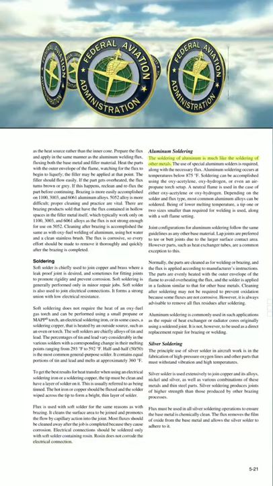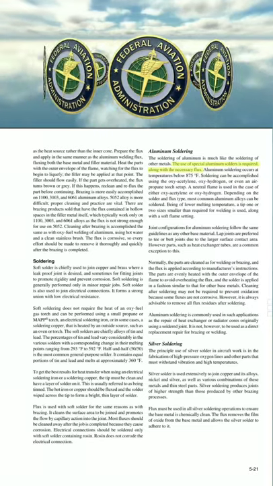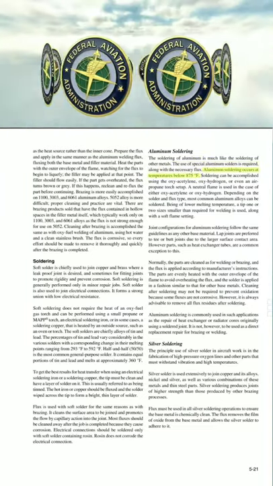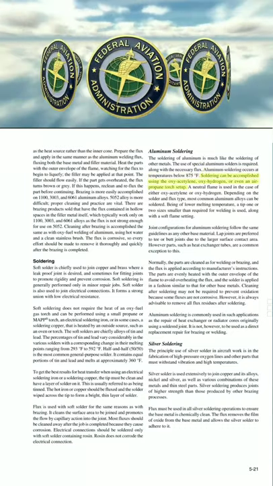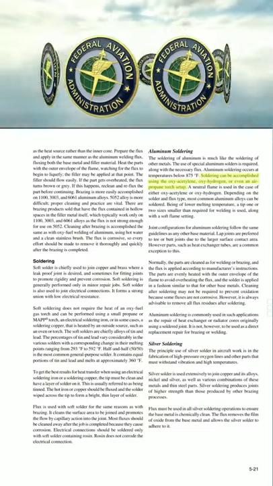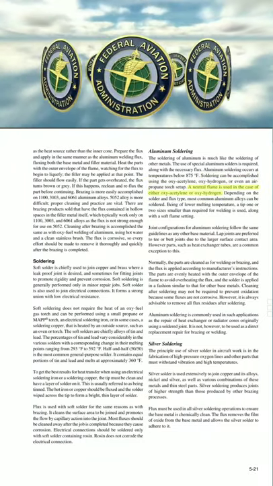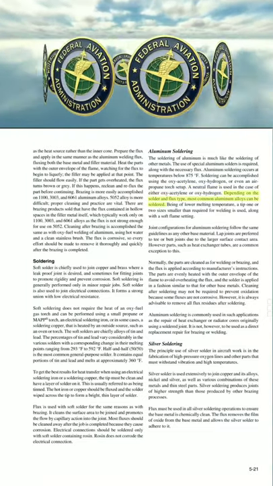Aluminum soldering. The soldering of aluminum is much like the soldering of other metals. The use of special aluminum solders is required, along with the necessary flux. Aluminum soldering occurs at temperatures below 875 degrees F. Soldering can be accomplished using the oxyacetylene, oxyhydrogen, or even an air propane torch setup. A neutral flame is used in the case of either oxyacetylene or oxyhydrogen. Depending on the solder and flux type, most common aluminum alloys can be soldered.